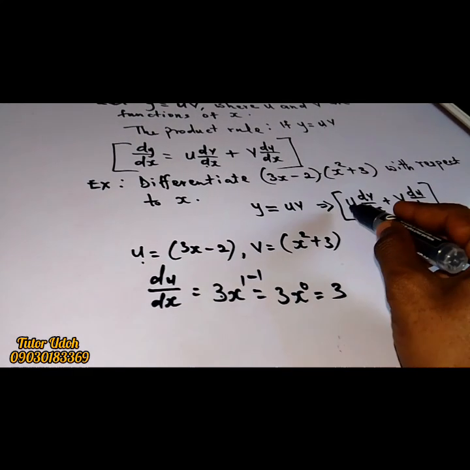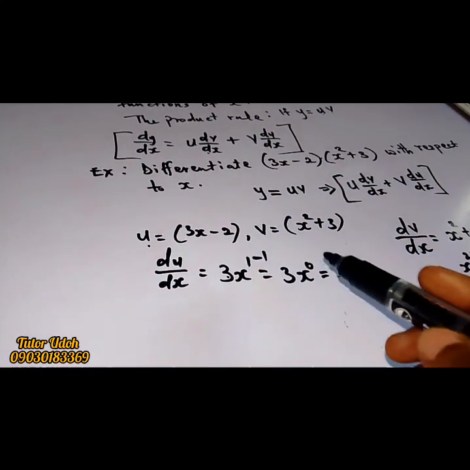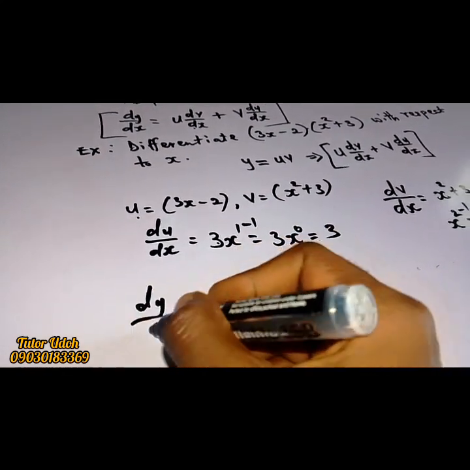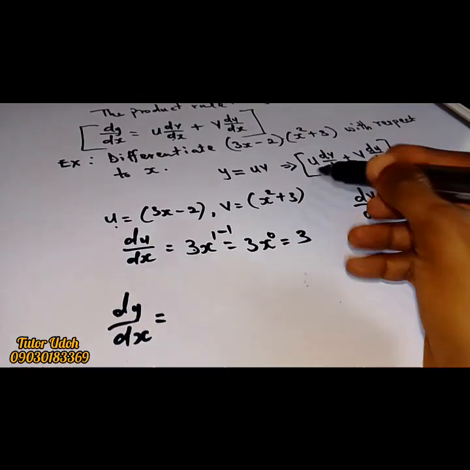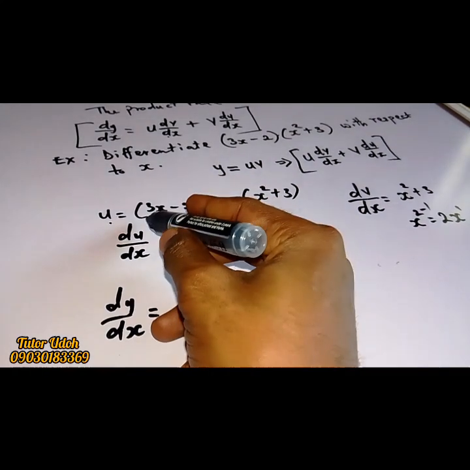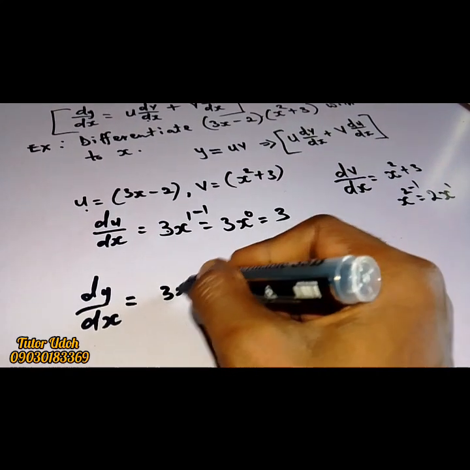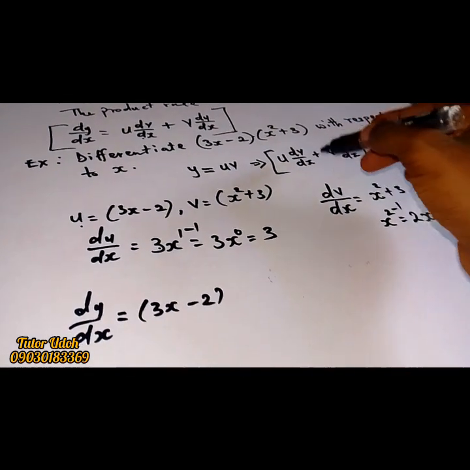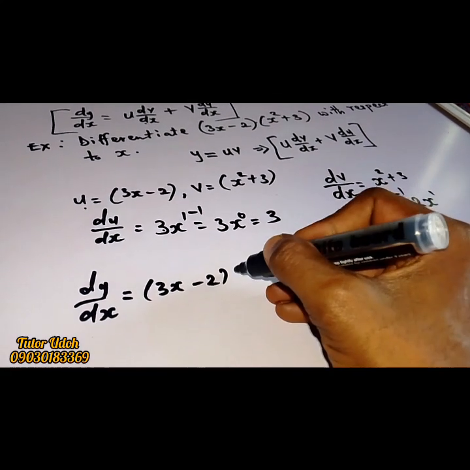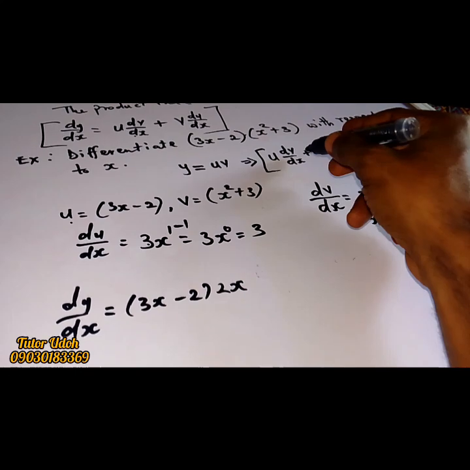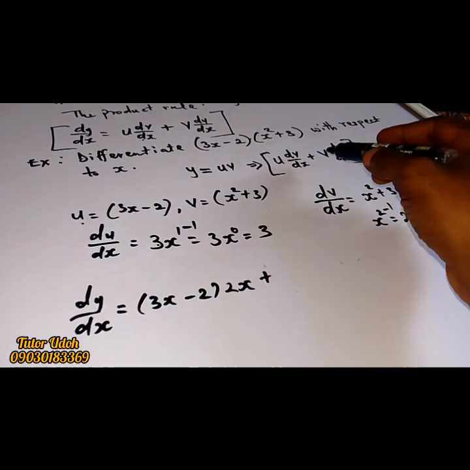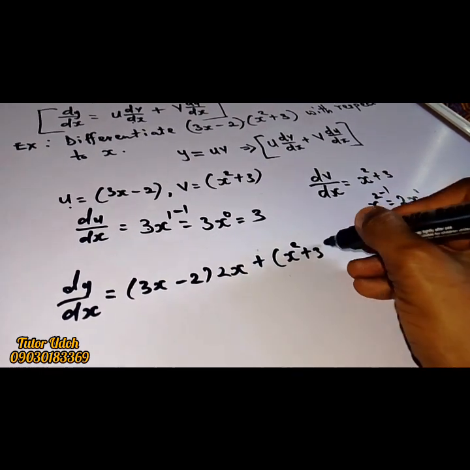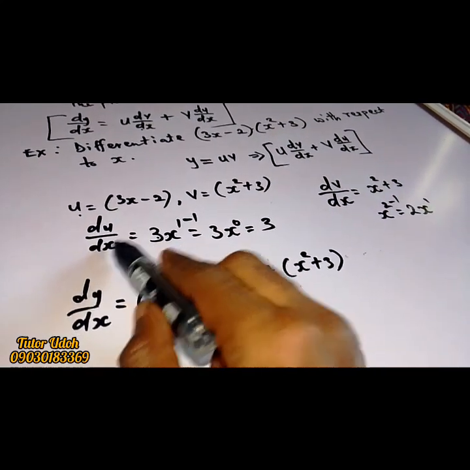So we are going to say u times dv/dx. Now what is u? Let's say that dy/dx, which is the derivative, is u times dv/dx. This is our u. Our u is 3x minus 2, then times our dv/dx, this 2x. So we multiply this by 2x. Then plus, then our v is what? Our v is x squared plus 3. Then multiply that by our du/dx, which is 3.